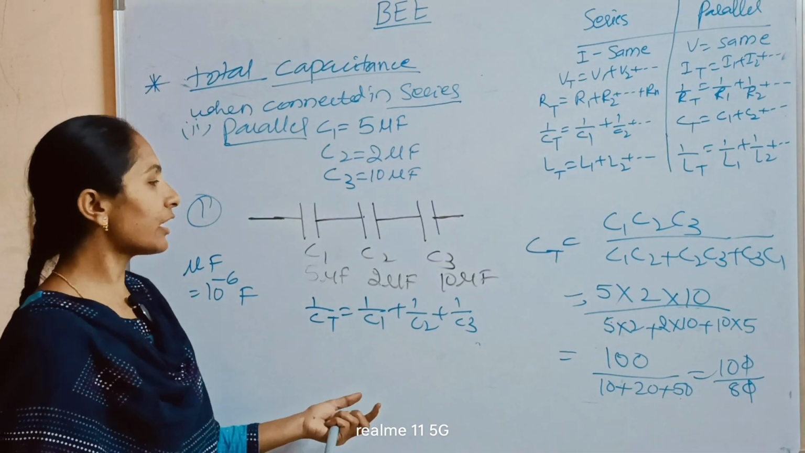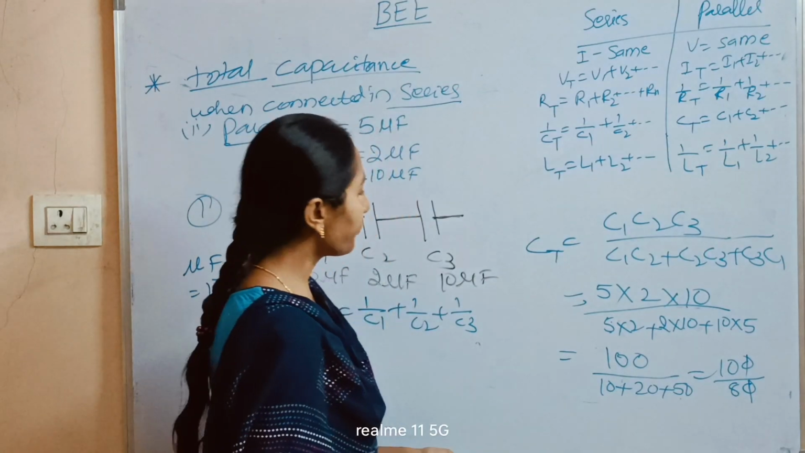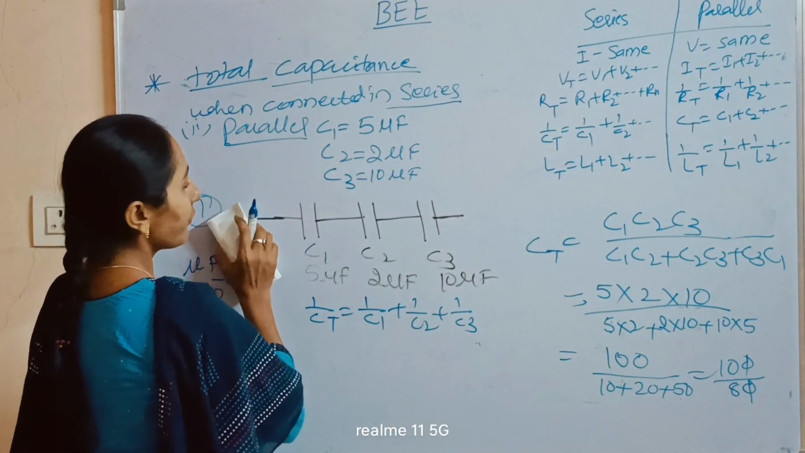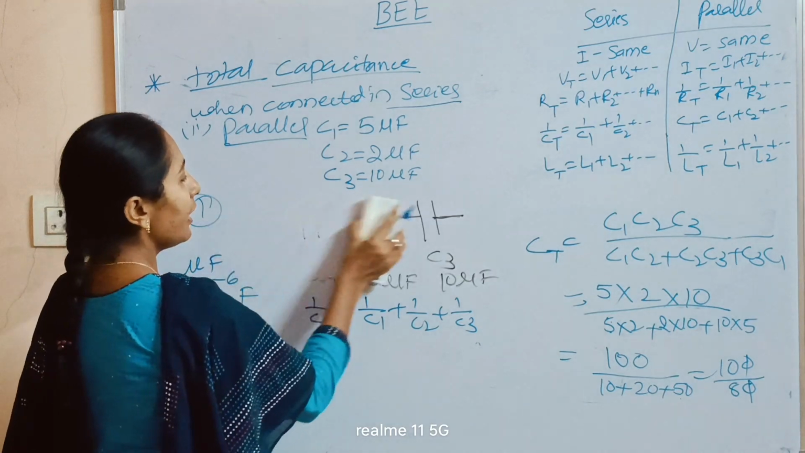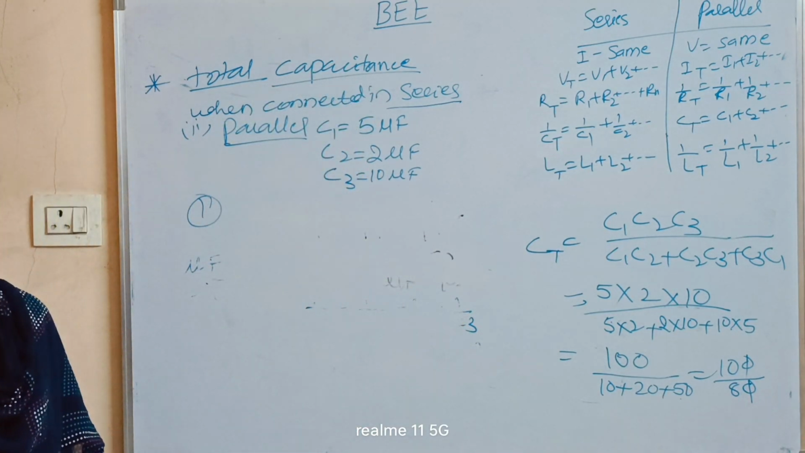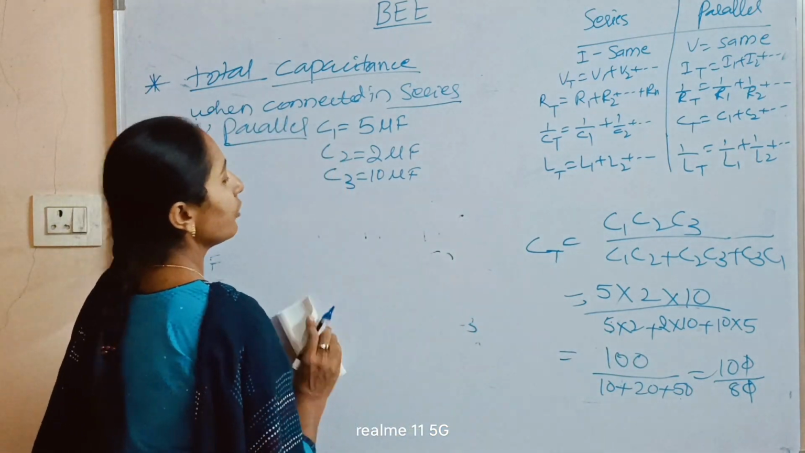With the previous method also we get the same value, that is 10 by 8 microfarad. So we can follow both methods. Now the first question is completed, that is the series connection. In series connection we get 10 by 8 microfarad.